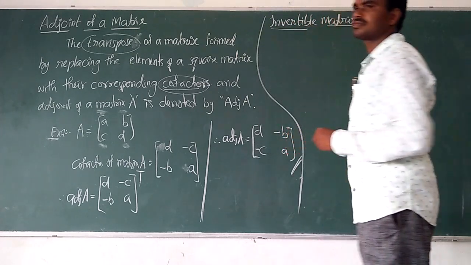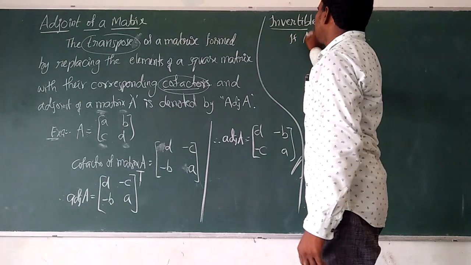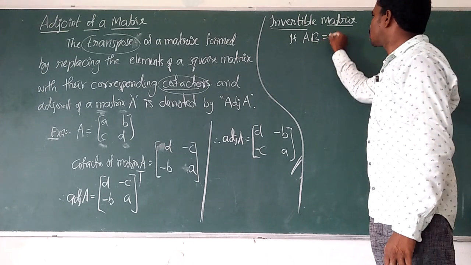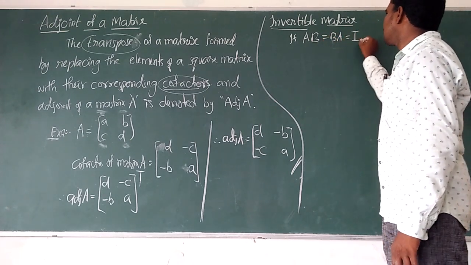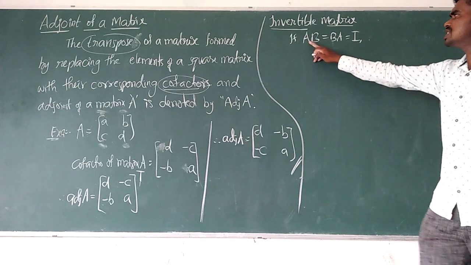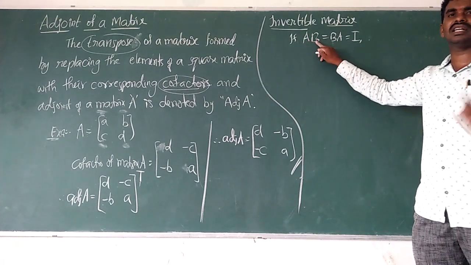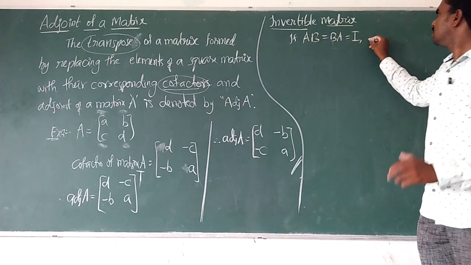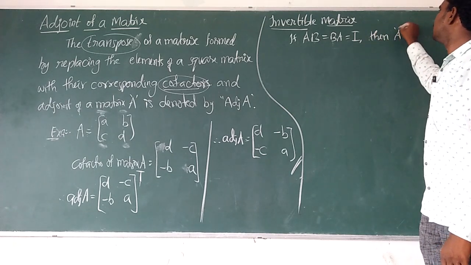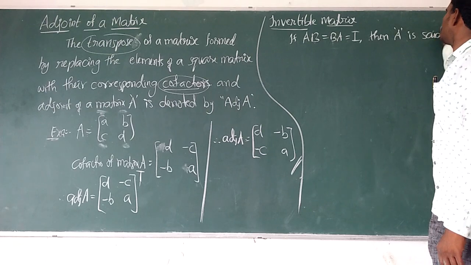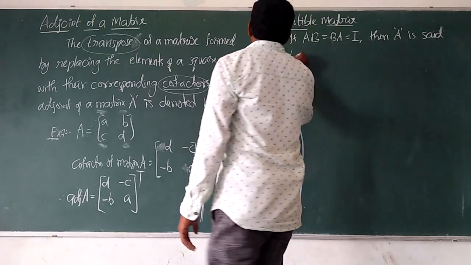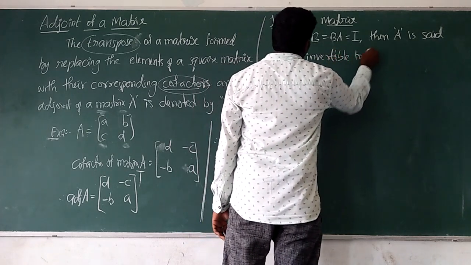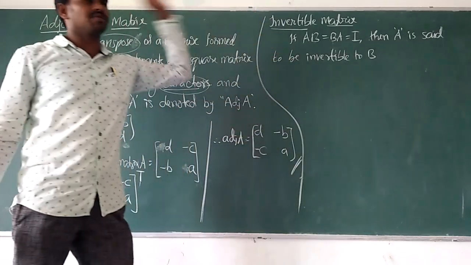Invertible matrix. Very simple. Suppose I am taking two non-zero matrices A and B. If AB is equal to BA is equal to I, where A is a square matrix and B is a square matrix, then A is said to be invertible to B, or B is said to be invertible to A.